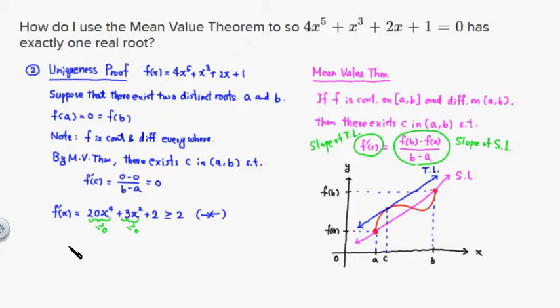So therefore, there exists only one root, right? So combining the first component and the second component, the existence proof and the uniqueness proof, we could actually prove that this equation has exactly one real root.